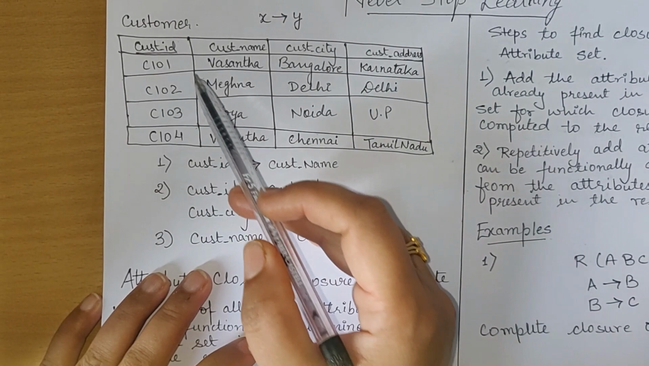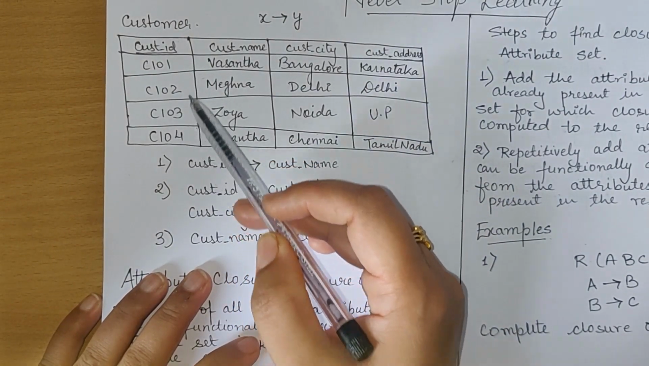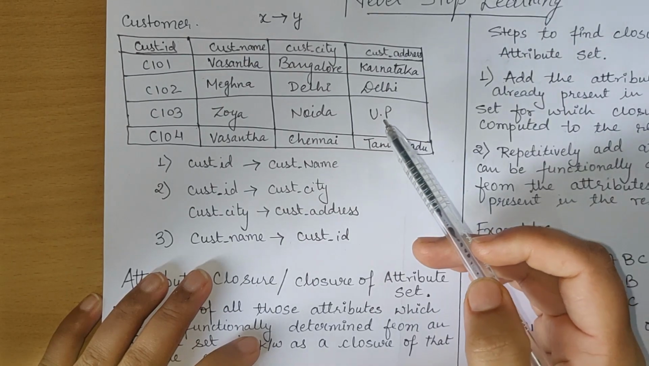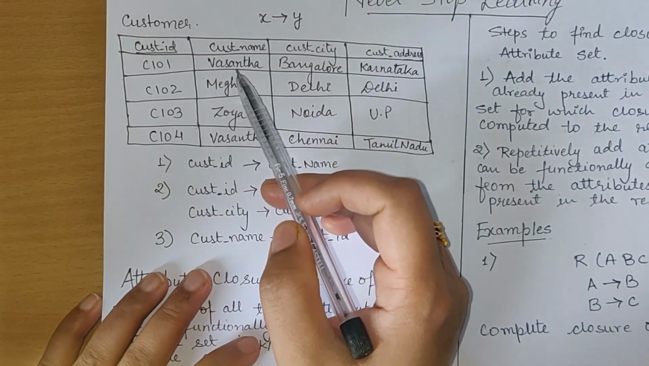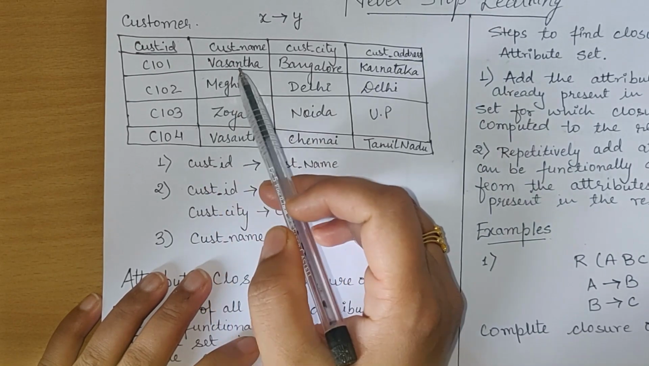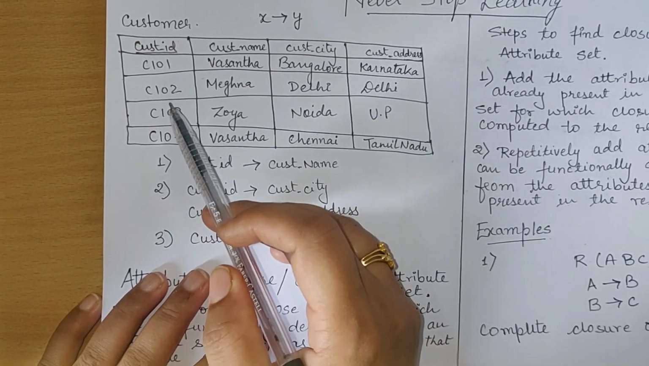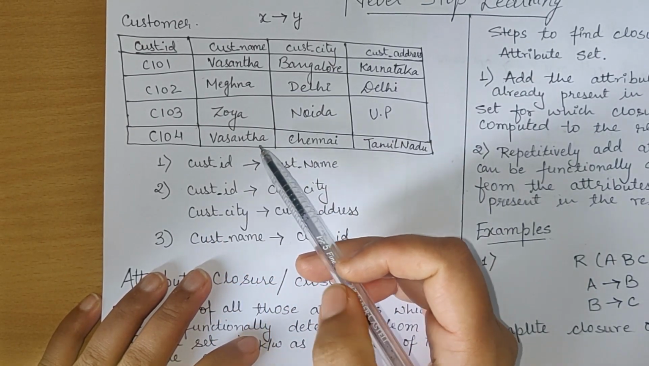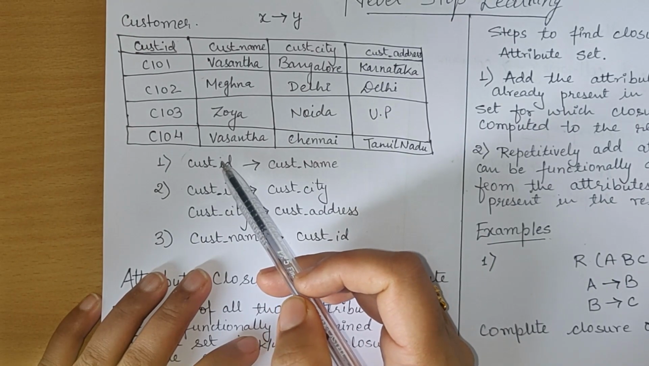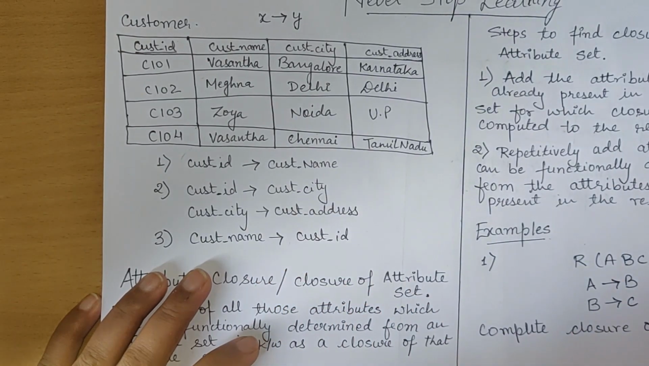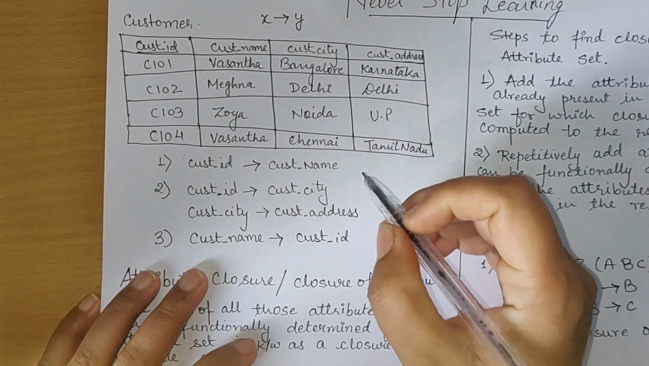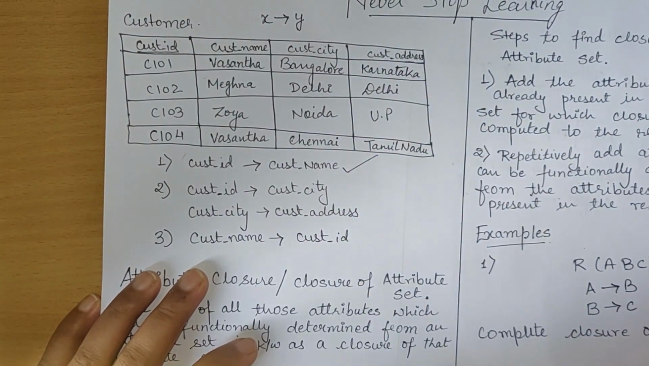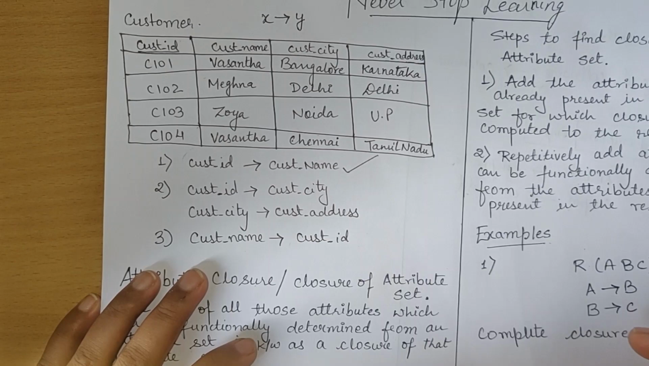Okay, let's check customer ID. As it is a primary key, all the values for customer ID are unique. And customer name: C101 uniquely determines Vasanta, no problem. C102 Meghna, C103 Zoya, C104 Vasanta, no problem. For each value of x, there is a unique value of y. No problem here. So we can say this functional dependency holds, because for each customer ID there is a unique value for customer name. So this functional dependency will hold.